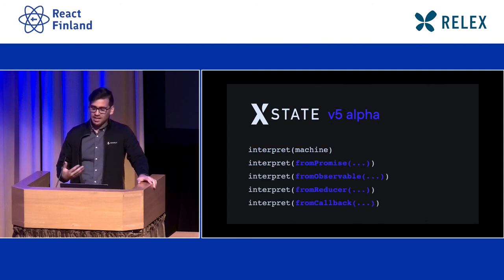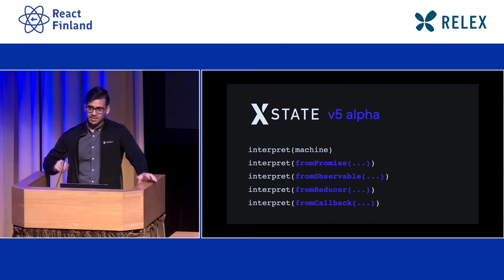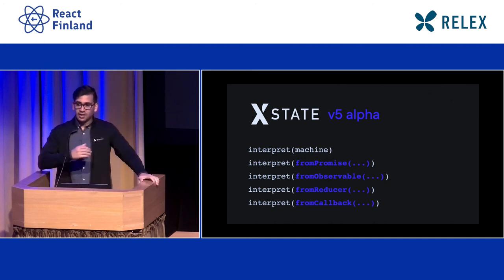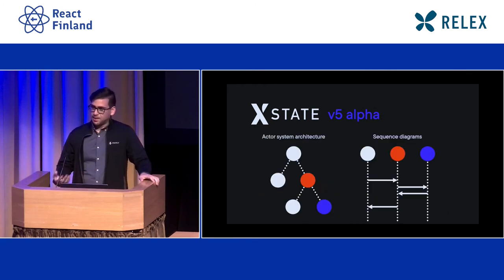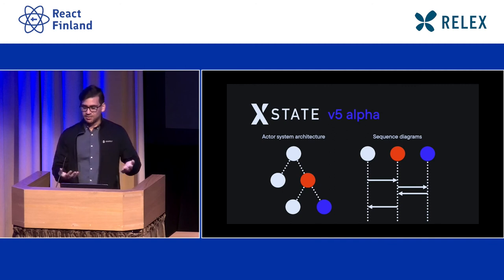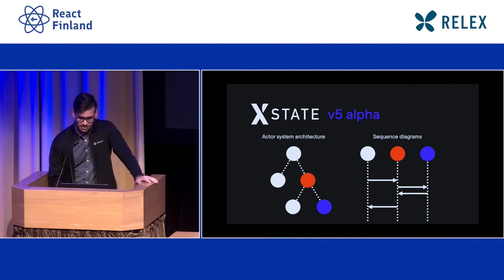And so we've been thinking about these problems too, and one of the approaches that we're going to take is making XState version 5 a lot simpler to onboard and also a lot more flexible so that you could interpret more than just state machines, like promises, observables, reducers, and callbacks. And this has the benefit of you being able to visualize your entire application architecture, like just how each of these parts talk to each other, and even generate more visuals like sequence diagrams.